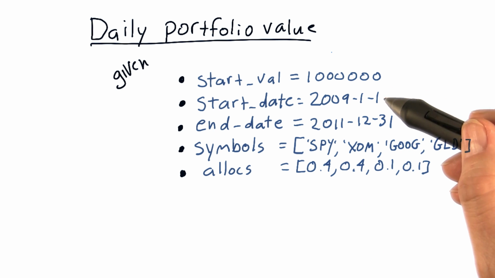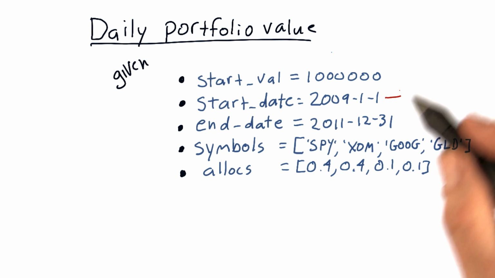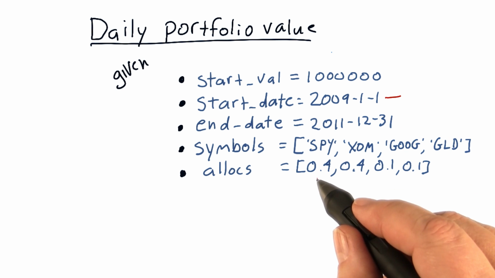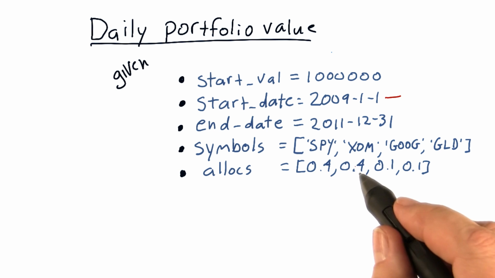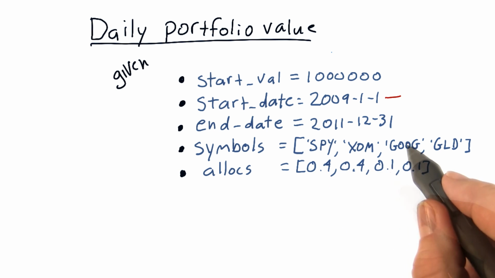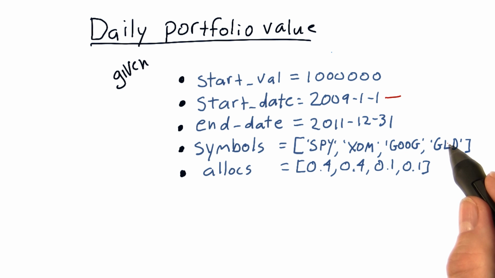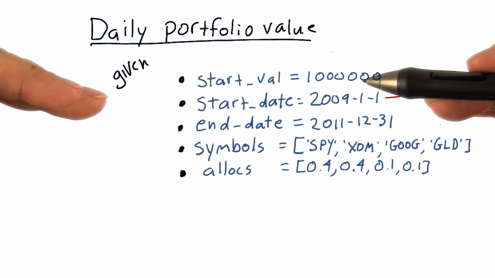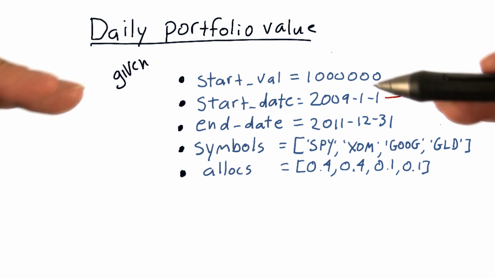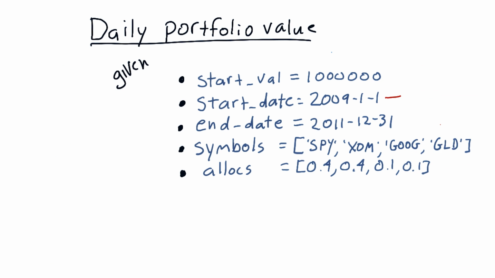At the beginning of 2009, we're going to allocate 0.4 or 40% of our portfolio to SPY, 40% to Exxon, 10% to Google, and 10% to gold. And we'll enter those positions at the beginning and hold them and step forward and see what the overall value of the portfolio is day by day.